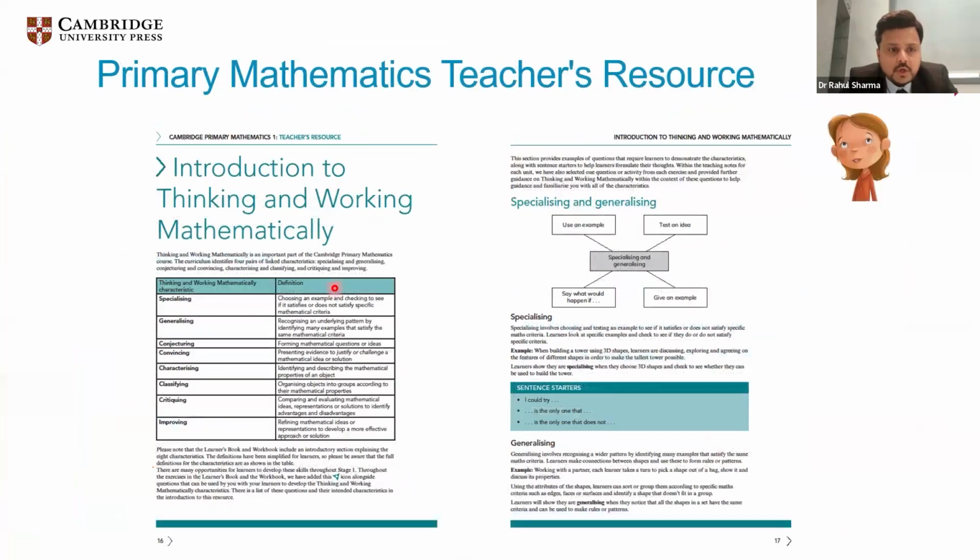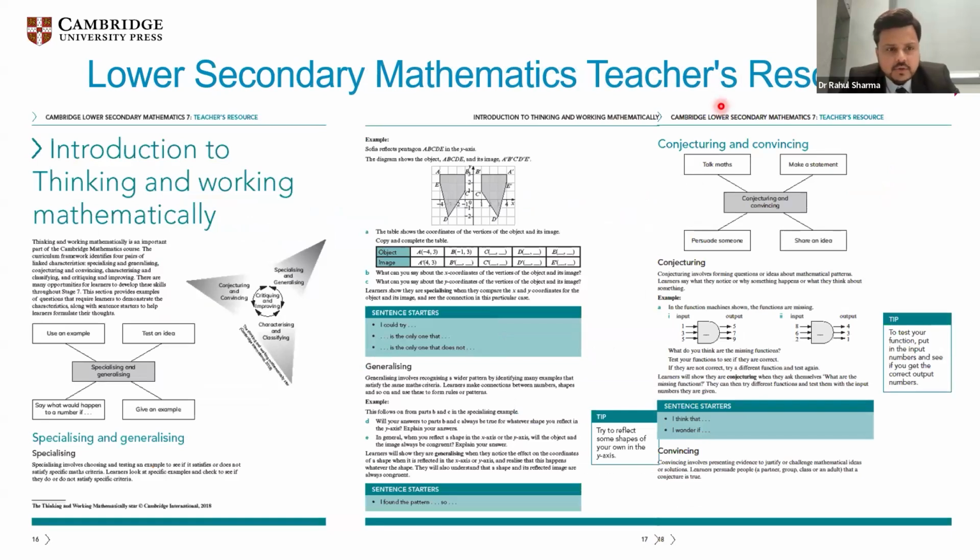When we were speaking about introduction to thinking and working mathematically, they have not just defined it and left it. They have actually given in the book, and they are showing you in every sum and every problem, that I'm trying to solve this through a specialization technique or a generalization technique or a characterization technique. And a special note or an introduction of all those words which we are speaking about is also given at the start of the teacher's resource. That was the primary mathematics resource. As you can see, this is the lower secondary mathematics teacher's resource showing you everything, where TWM, the conjecturing, the characterization, the TWM star, the methods are also embedded in that teacher's resource at the start itself.